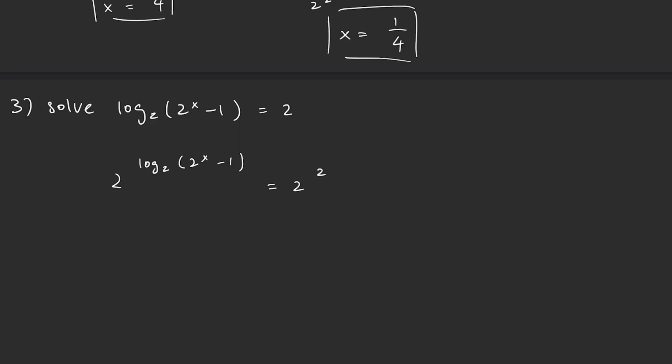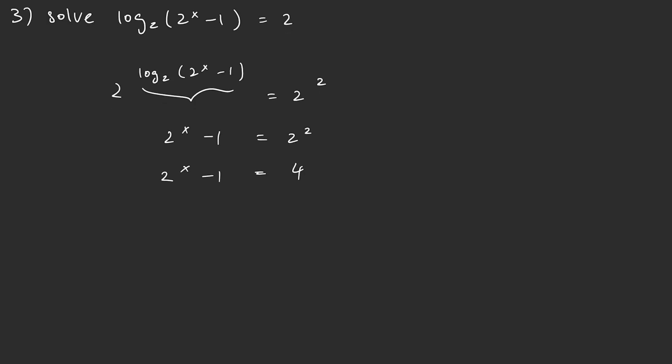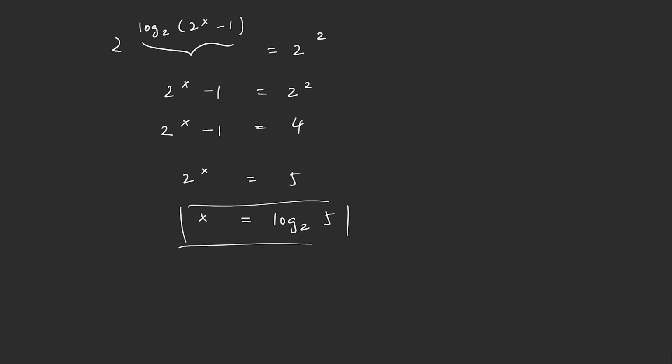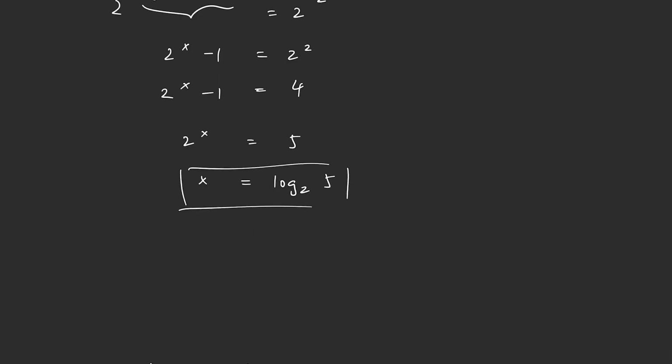Well, we notice that this log is asking us 2 to the power of what gives us 2 to the x minus 1. So if we take 2 and raise it to that power, we just get 2 to the x minus 1 is equal to 2 squared, which is equal to 4. Well, now this is just great. 2 to the x is equal to 5, and x is equal to log base 2 of 5. And this is how I'm just going to leave my final answer, because in paper 1 you don't have the calculator and you don't need to write it out.